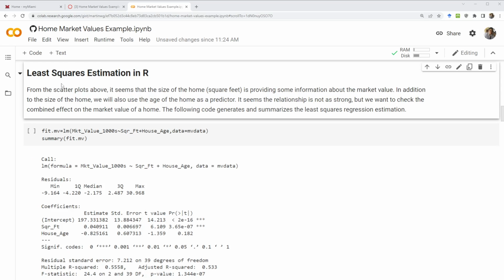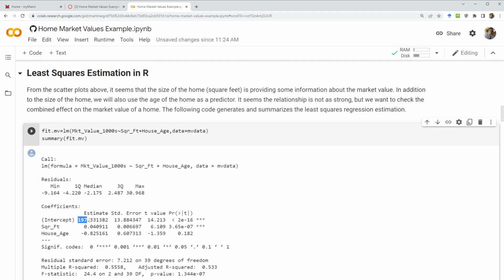Next, I want to talk about the least squares estimation in R. We have seen that the least squares method basically finds the parameter estimates that we get here, the y-intercept, the slope for square footage, and the slope for house age, that minimize the value for SSE.